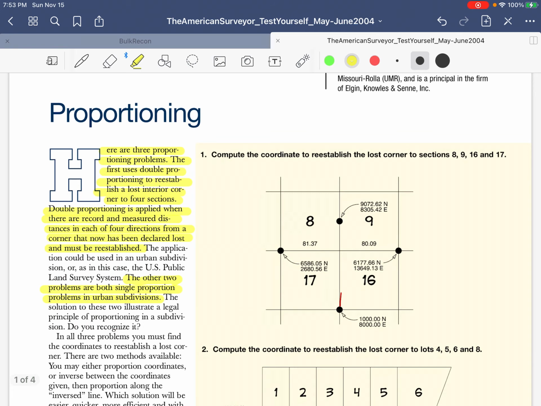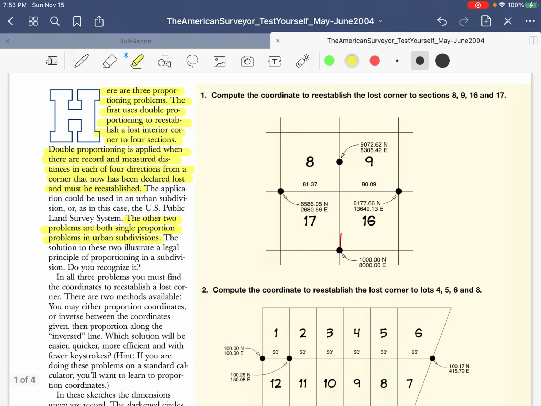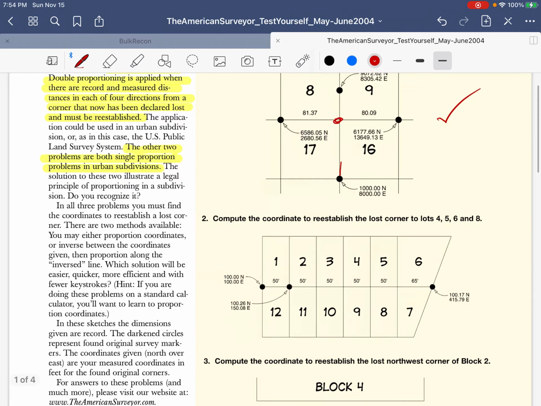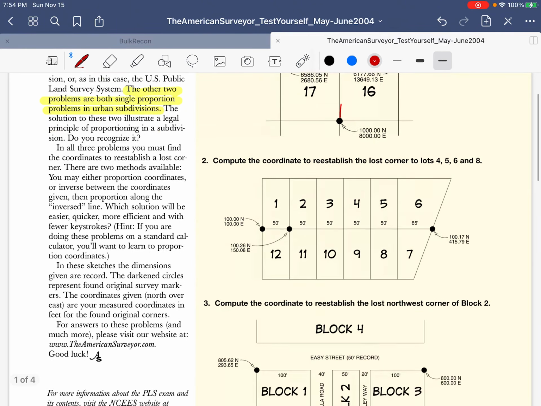It says, here are three proportioning problems. The first uses double proportioning to establish a lost interior corner to four sections. Double proportioning is applied when there are record and measured distances in each of four directions from a corner that has been declared lost and must be reestablished. And that's this problem right here, where we're trying to determine the lost corner common to sections 8, 9, 17, and 16. And then the last two problems are both single proportioning problems in urban subdivisions.